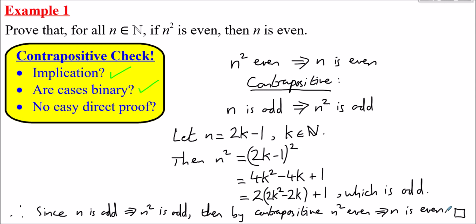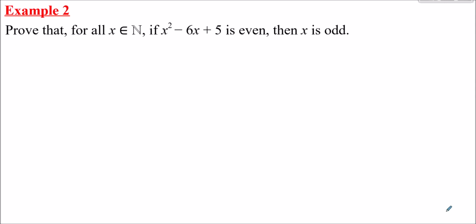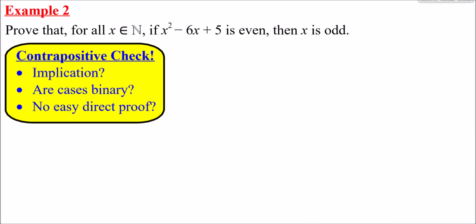Let's have a look at a second example. Prove that for all x being natural numbers, if x squared minus 6x plus 5 is even, then x must be odd. Again, let's do a little contrapositive check. So again, it's the same as before. It's an implication, it's an if and then statement. The case is binary. Again, we're talking about evens and odds.